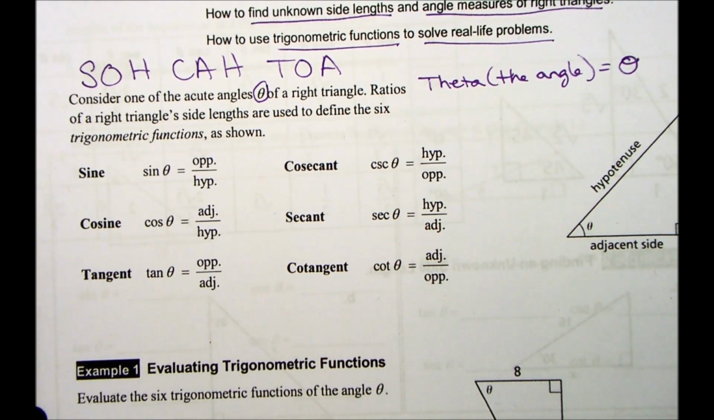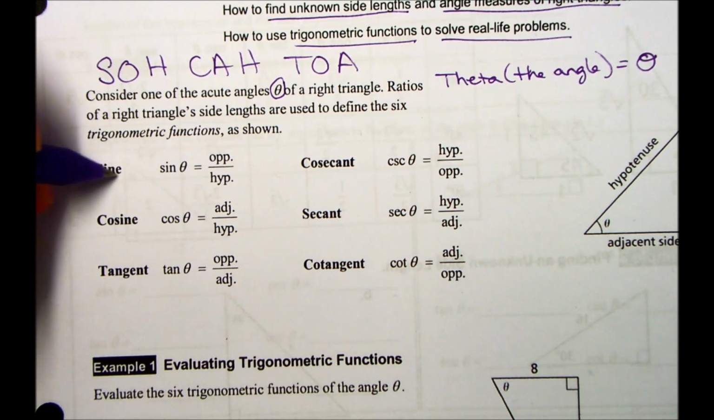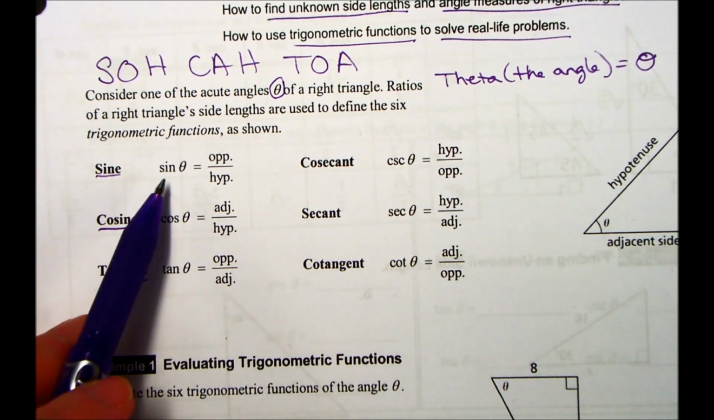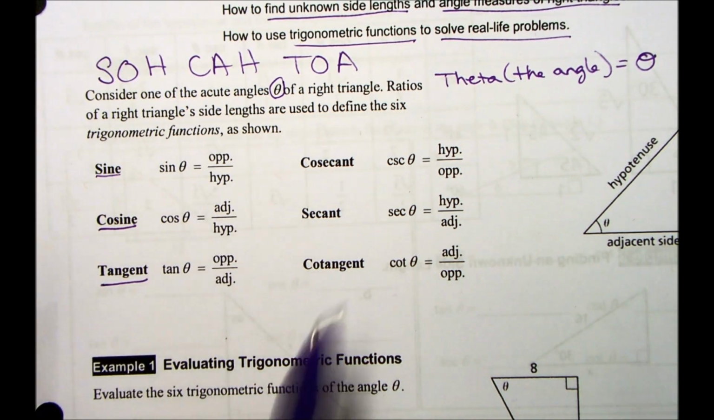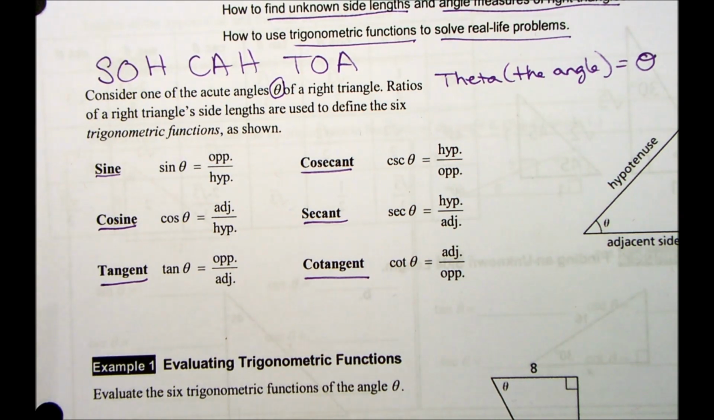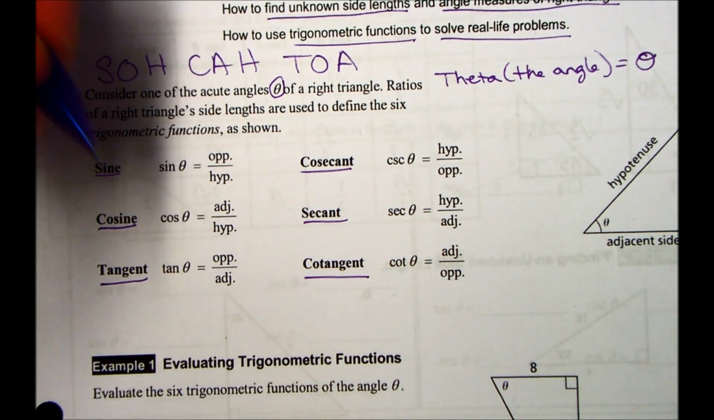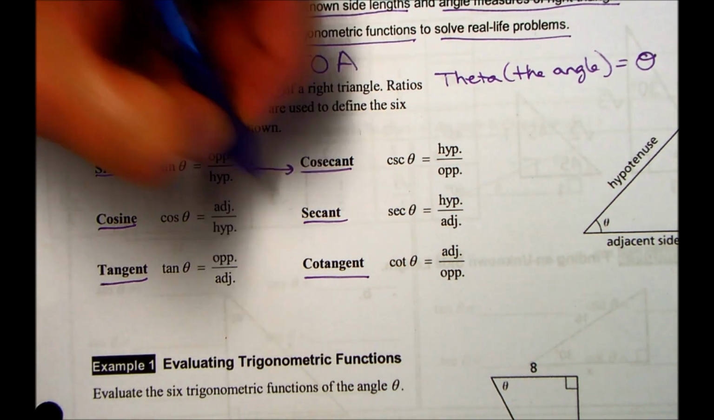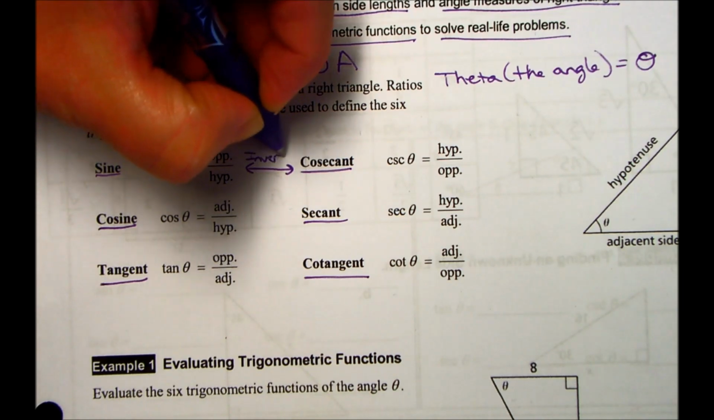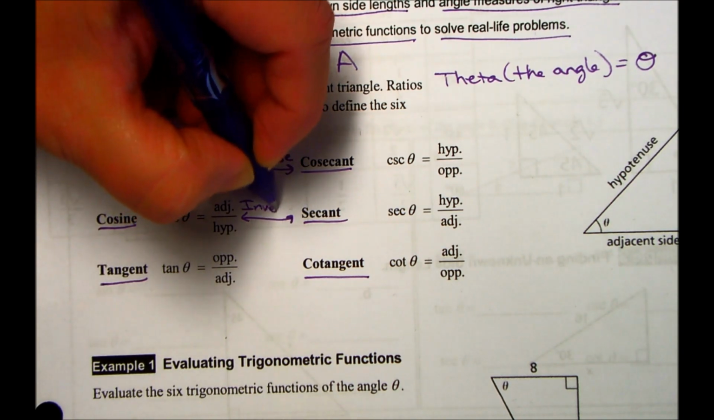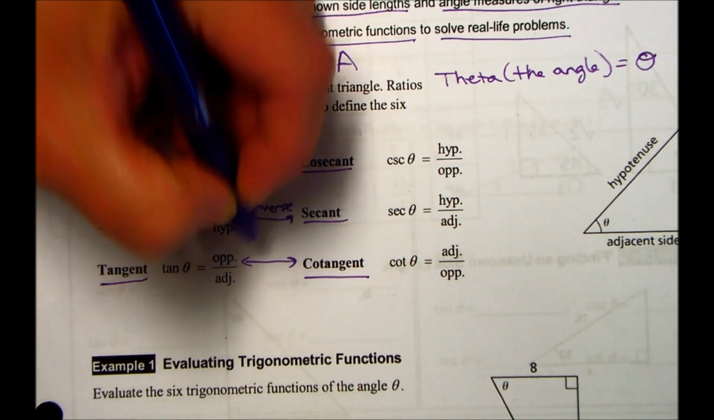There are actually 6 trigonometric functions, though. So sine, cosine, and tangent you are familiar with, or you should be familiar with, as sine equals opposite over hypotenuse. But cosecant, secant, and cotangent are the other 3 trigonometric functions. So there's actually 6 of them, and they are inverses of each other. So cosecant is the inverse of sine. Secant is the inverse of cosine. And cotangent is the inverse of tangent.